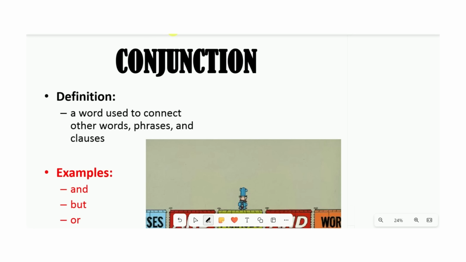And then another part of speech that we also need to learn and understand is the conjunction. The definition: a word used to connect other words, phrases, and clauses. Conjunctions are very important because we rely on them to link ideas together, to change sentences from simple to compound, from compound to complex.